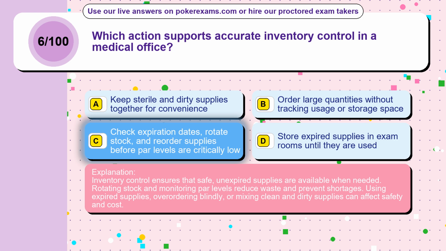Rotating stock and monitoring par levels reduce waste and prevent shortages. Using expired supplies, overordering blindly, or mixing clean and dirty supplies can affect safety and cost.